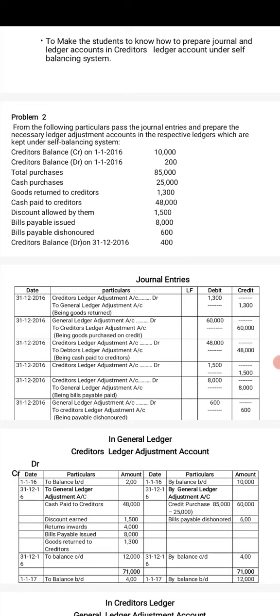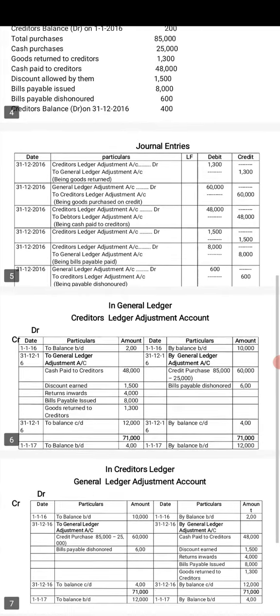Next, find the difference between the debit side and credit side. We'll get the credit side is more than the debit side. Therefore, for 71,000 we will get 12,000 as the balancing figure. Now you have to carry forward by balance brought down 12,000 to balance brought down 400. So this is the creditors ledger adjustment account.